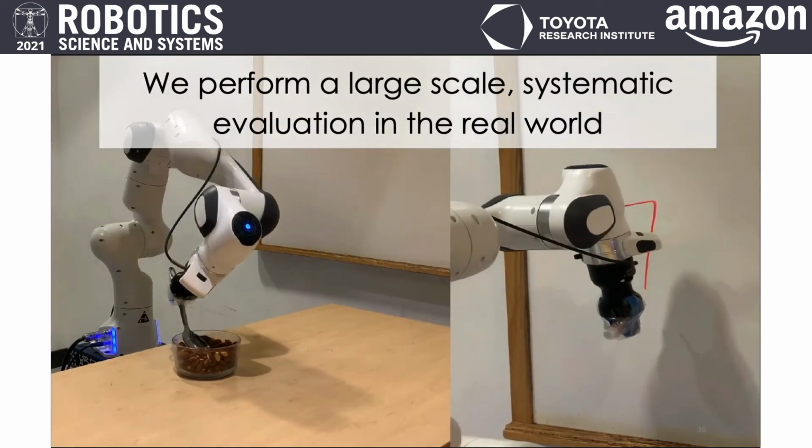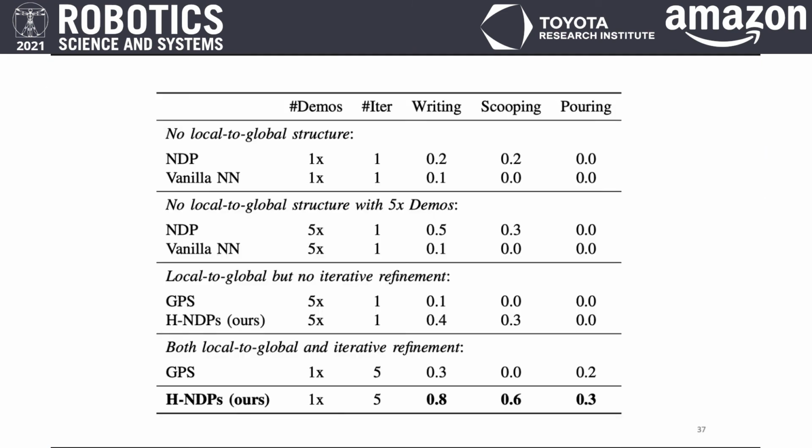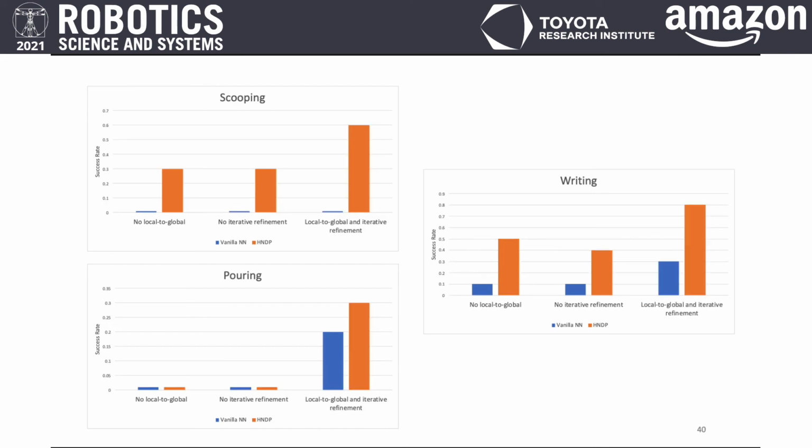One of the main contributions of our work is thorough experimentation in the real world. We present test success rates for all 3 tasks. We thoroughly evaluate various components of the method. Our axes of evaluation include ablating local to global structure, the need for iterative refinement, as well as a comparison to traditional neural networks. We find that HNDPs strongly outperform baselines. The scooping and pouring tasks were quite challenging, and mostly our method was the only one that worked on them.